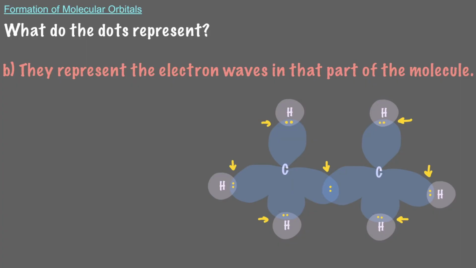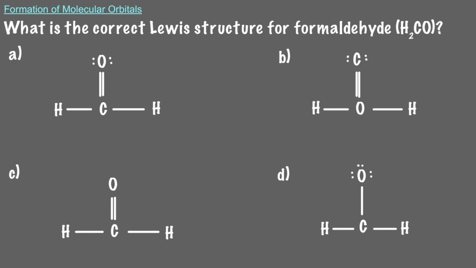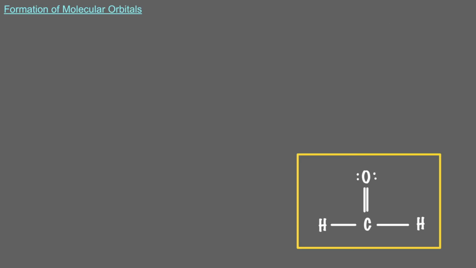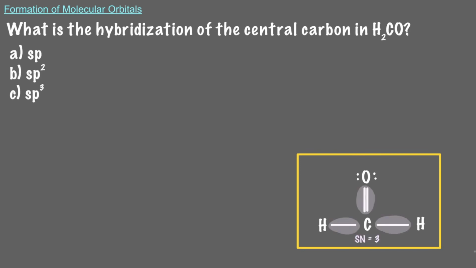Let's explore a different example. What is the correct Lewis structure for formaldehyde, H2CO? That's right, in H2CO, carbon is the central atom, and it connects to the hydrogens with single bonds and to the oxygen with a double bond. What is the hybridization of the central carbon in H2CO? There are 3 things around the carbon, 3 atoms and no lone pairs, so its hybridization is sp2.